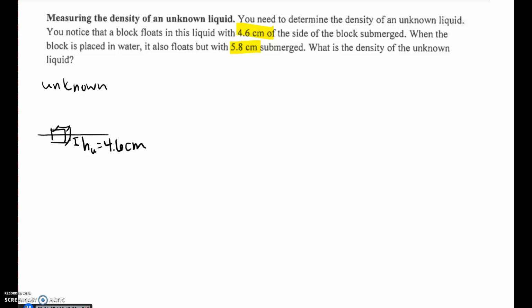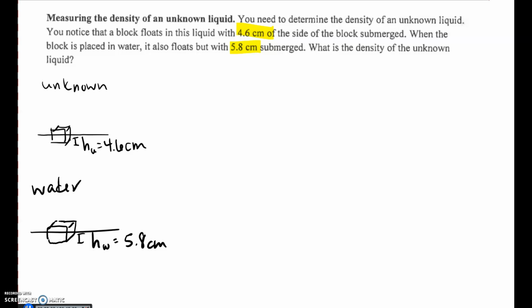And then sketching, we also have the situation with the water, which looks similar, except our block is submerged differently. This is the same block. It might look larger, but your eyes are deceiving you. Same block. And this height here, which I'm not writing the letter I, I'm trying to draw a little bar, we'll call this height for the water, 5.8 centimeters. Now you might think, all right, we're done drawing diagrams. Well, hopefully you weren't thinking that, because we should draw some free body diagrams.